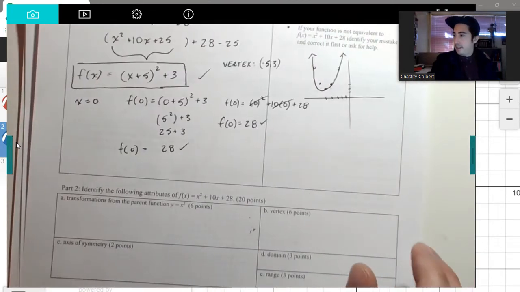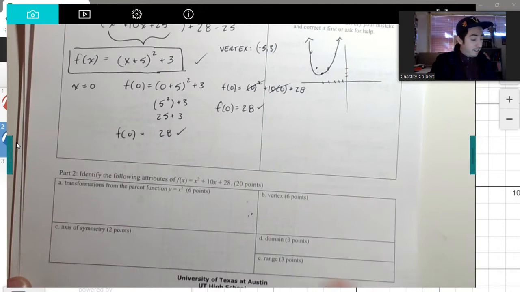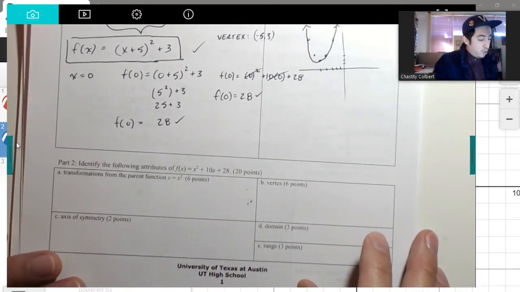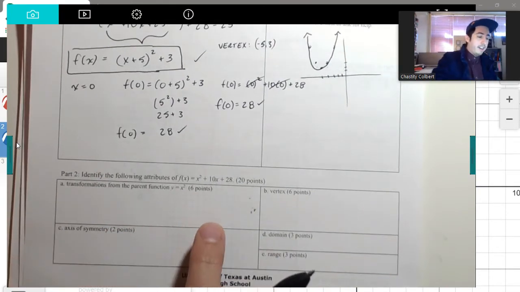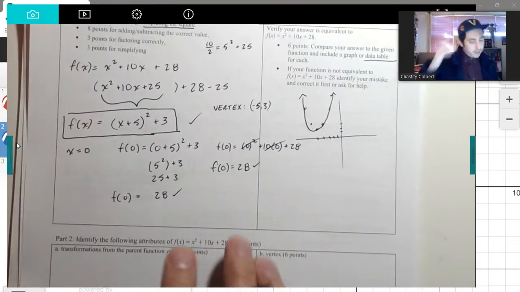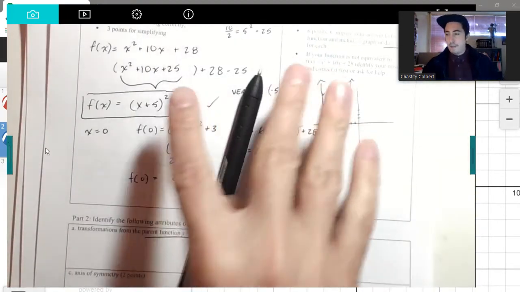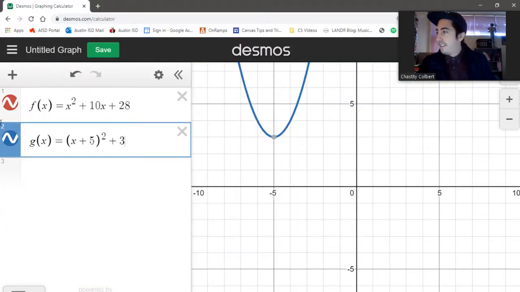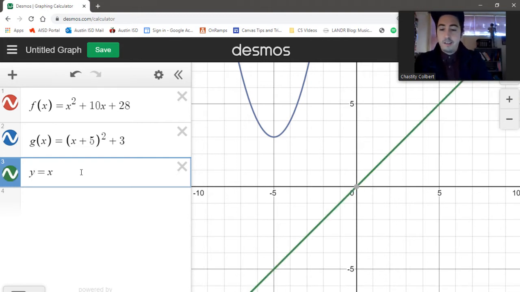Okay. Part 2. Identify the following attributes of this function. Okay, yeah, I didn't look at that. So transformations of the parent function. So again, let's think about this. This is a great concept. Let's think about transformations of the parent function. And again, what do I mean by that? So where is the parent function? Let's do the parent function here. So y equals x squared, right?